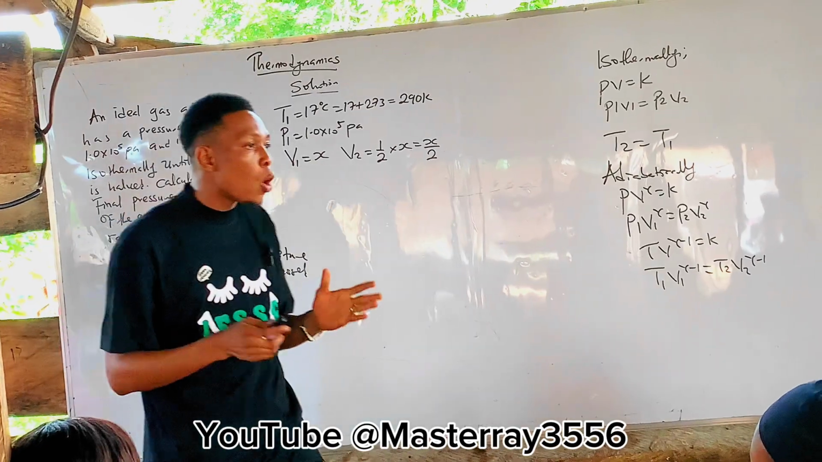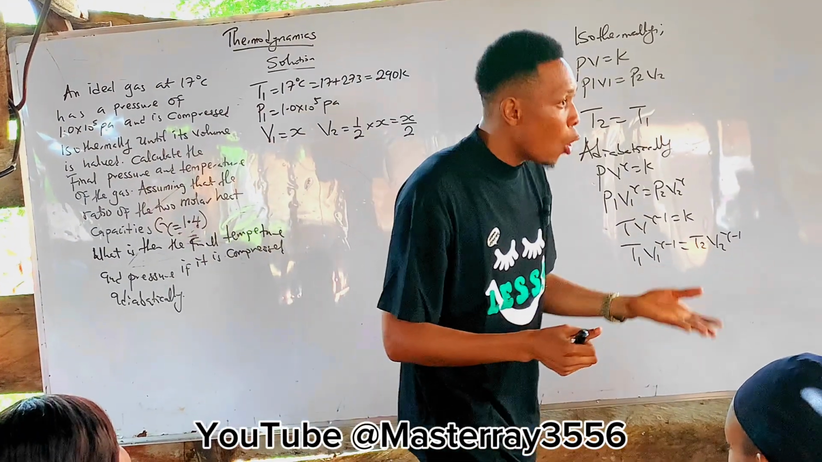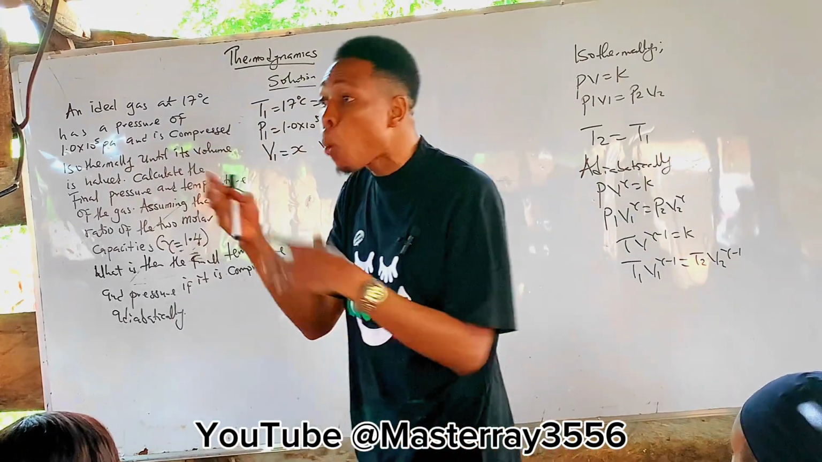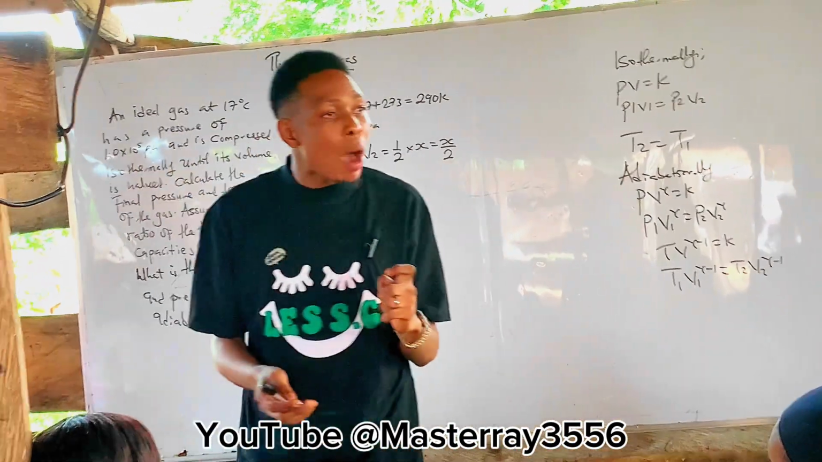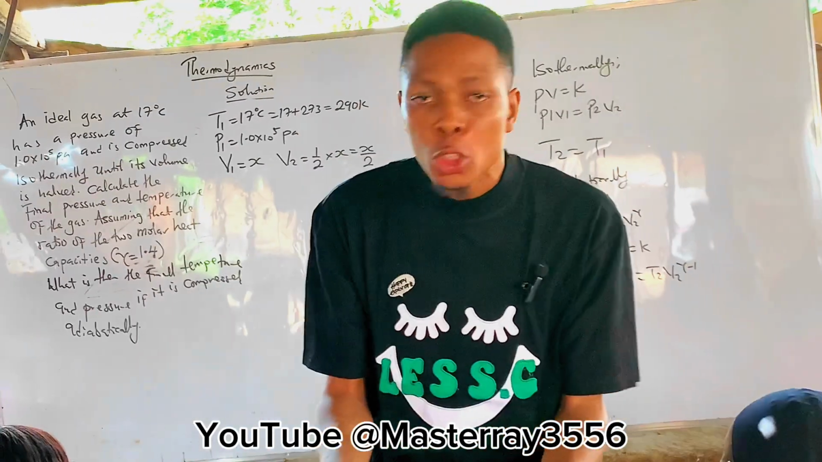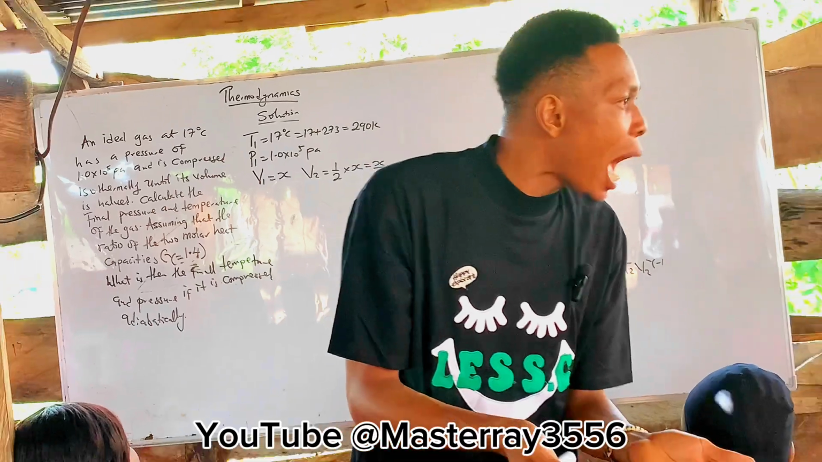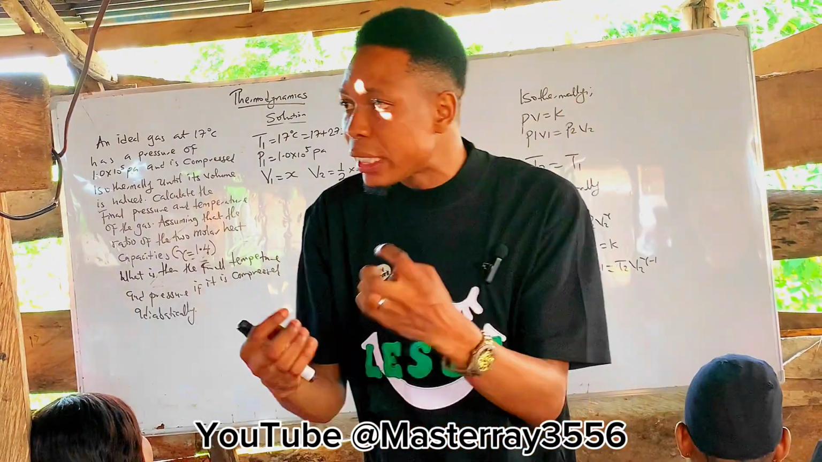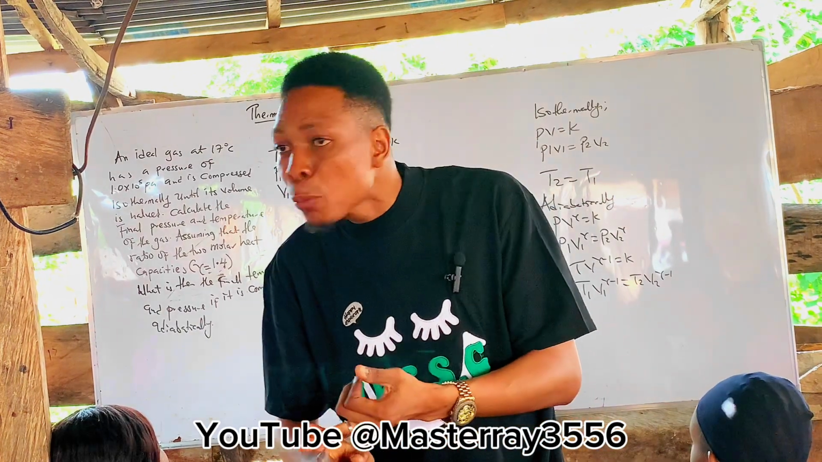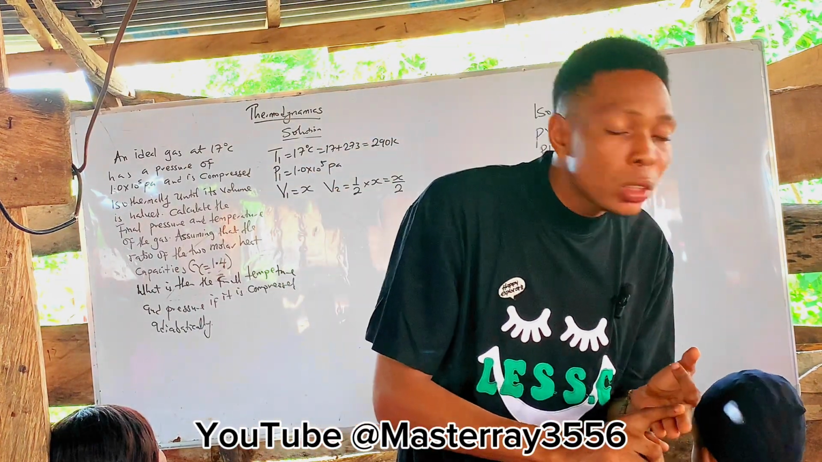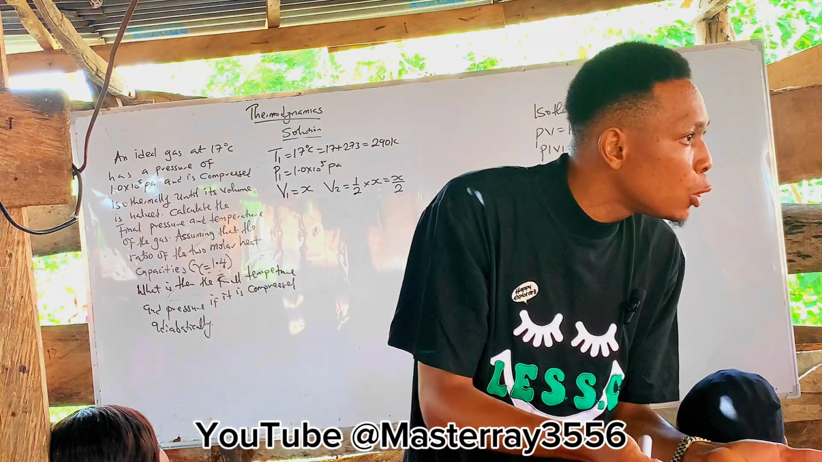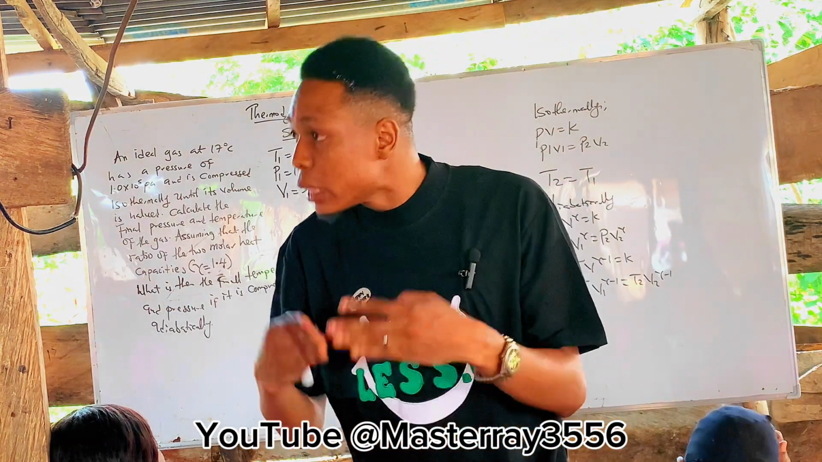Sometimes they will use the words until the volume is 1/3, or 1/3 is 1 over 3. Sometimes they will use the words till the volume is 1/4. 1/4 is 1 over 4. Sometimes they will use the words until the volume is doubled. Double means times 2. Are you following? So these are the words they normally use: until the volume is half, until the volume is 1/3, until the volume is 1/4, until the volume is double, or until the volume is twice. Are you getting me? Double and twice, they are the same.